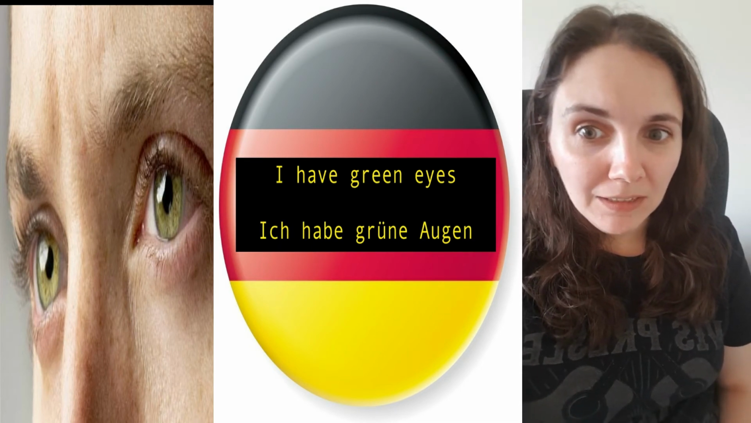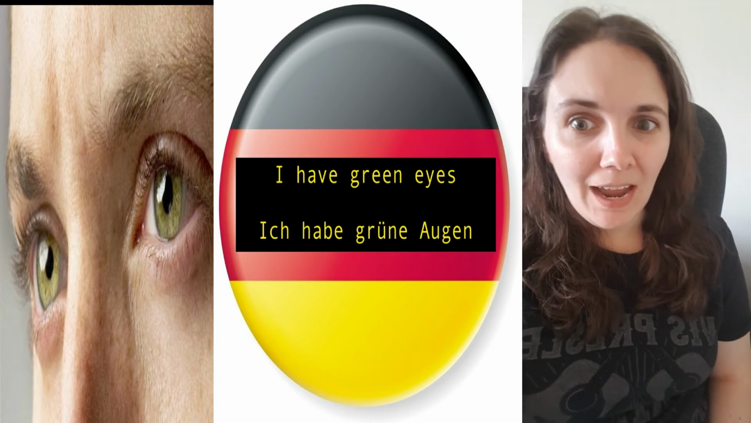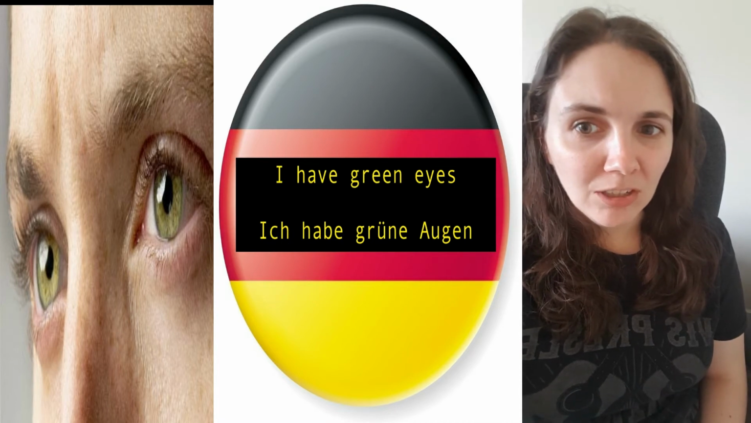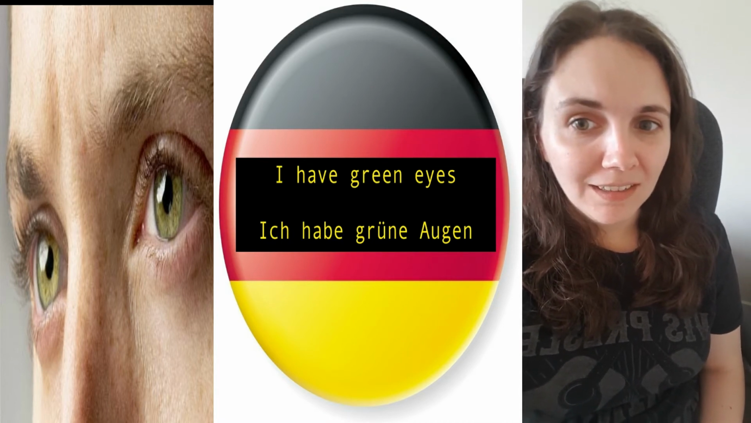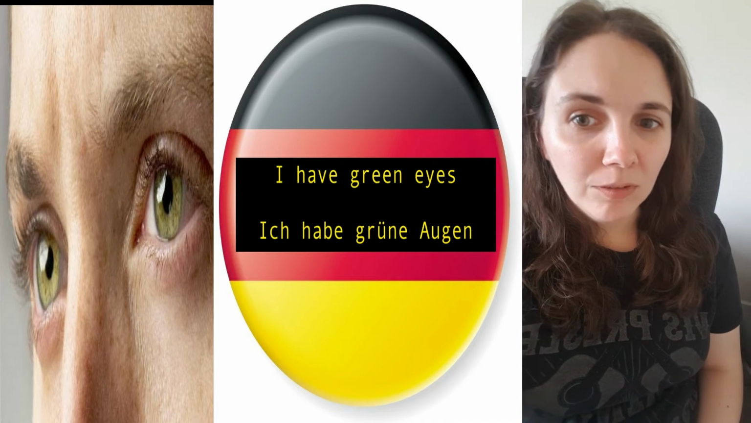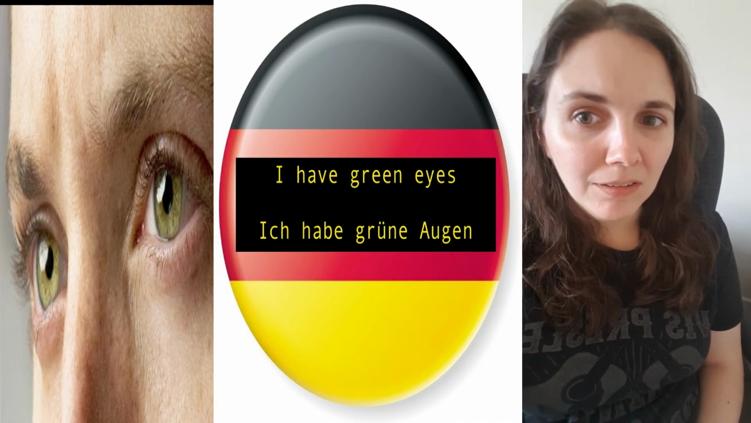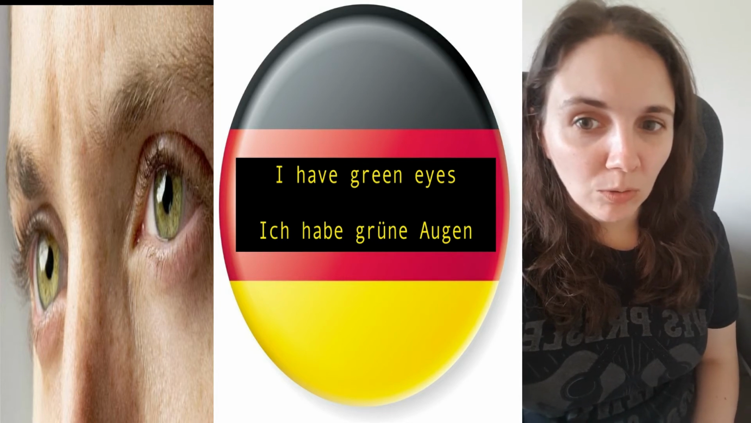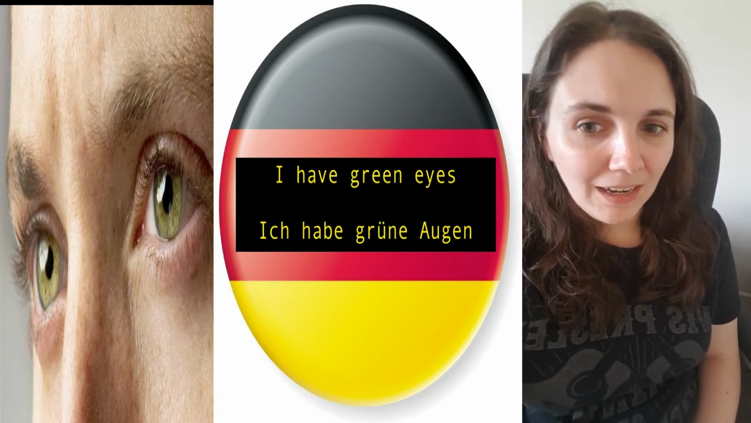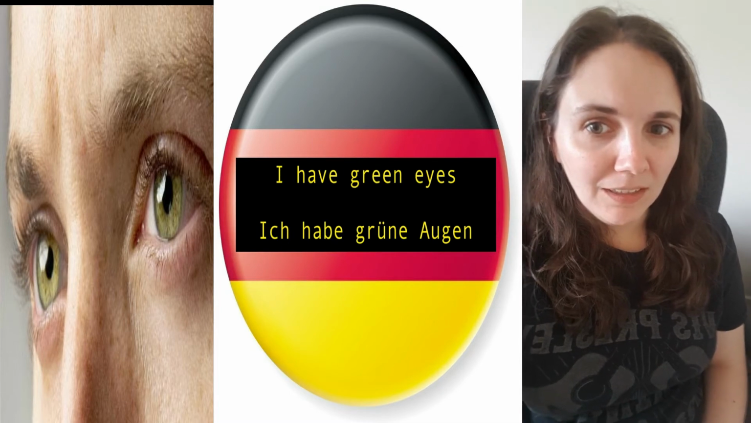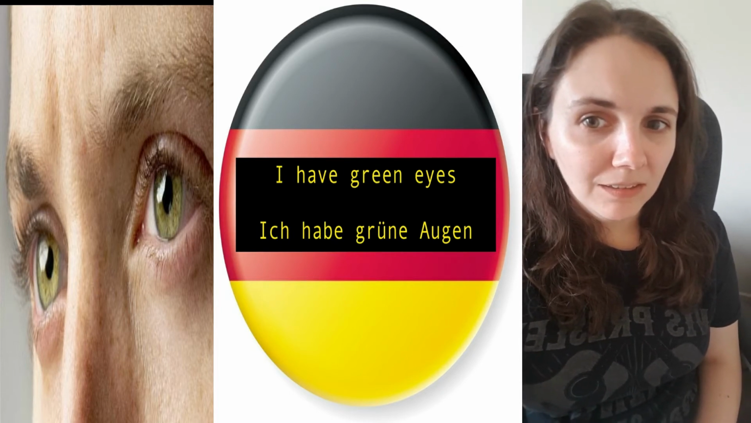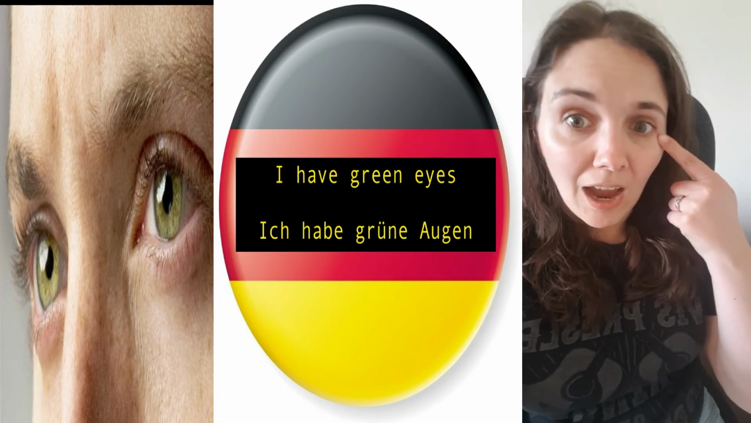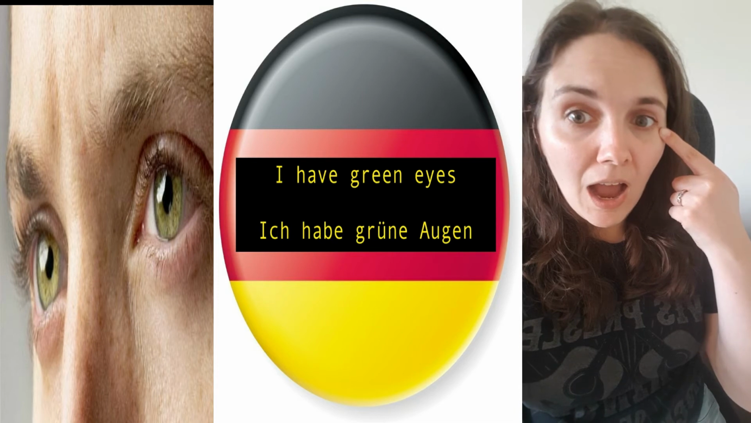Okay, now we'll learn to say what colour of eyes we have. If you're like me and you have green eyes, you'd want to say I have green eyes. So how do we say that in German? Well, I again is ich. Have is habe. Green, when we covered the colours, we learned green, which is grün. But to say green eyes, we have to change the adjective ending and say grüne. And eyes is Augen.